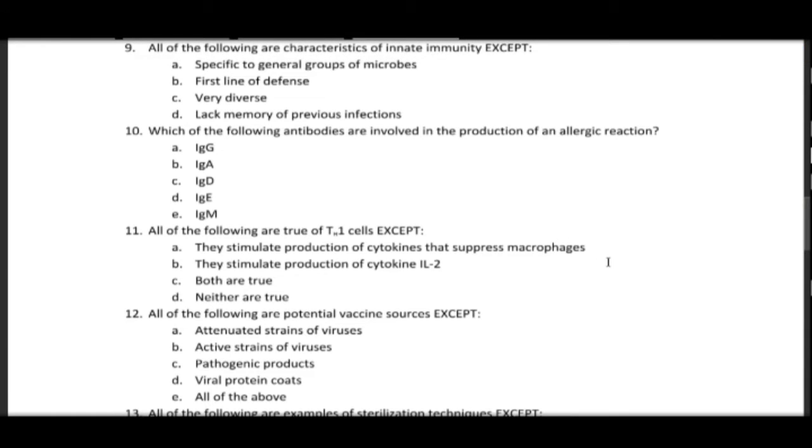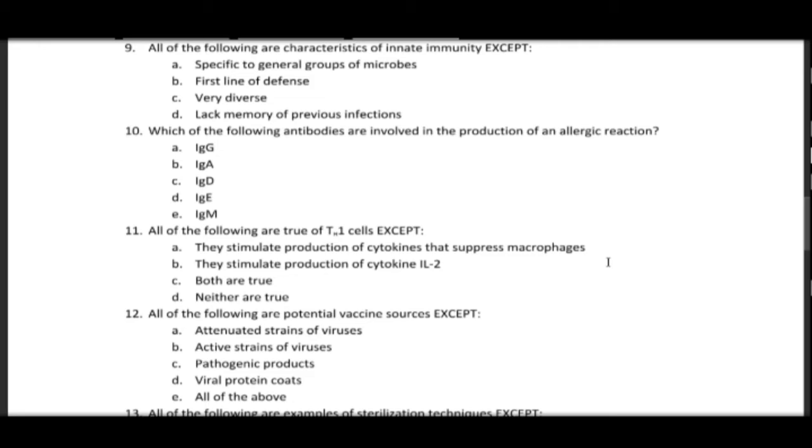11 says, which of the following are true of Th1 cells? So Th1 are T lymphocytes, T helper 1. T helper 1 are involved with the activation of cytotoxic T cells, or TC cells. They help with that, and they also are presented antigens by phagocytes, such as macrophages.